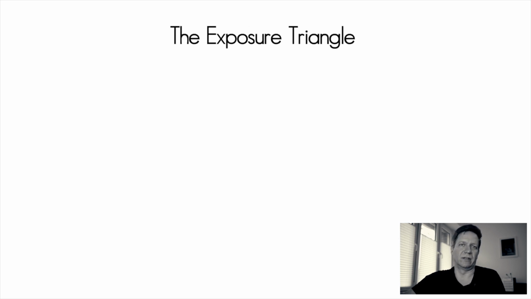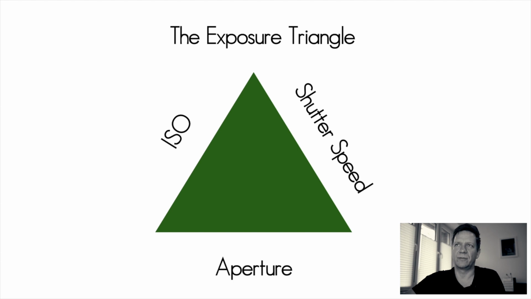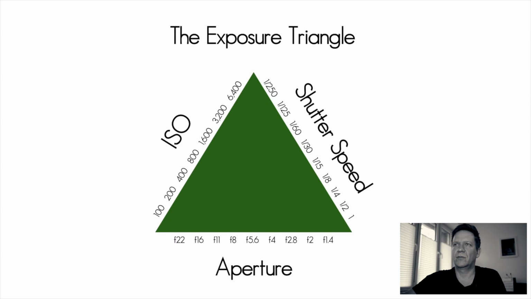The exposure triangle is that image that you will always find when people are talking about exposure. And the exposure triangle is all about these three values that we talked about. Here is the triangle, and here is the ISO, the shutter speed, and the aperture. Well, the art of photography is now, in addition to the composition of the picture, of course, to balance the various possibilities of aperture, shutter speed and ISO so that the desired result is achieved.